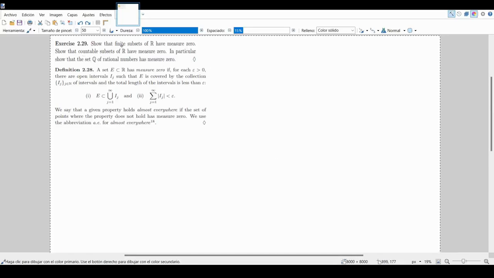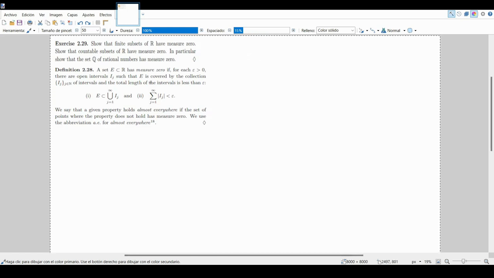Okay, so the problem at hand here is we are supposed to show all of the following: that finite subsets of the real numbers have measure 0, that countable subsets of the real numbers have measure 0, and that the set of rational numbers has measure 0.